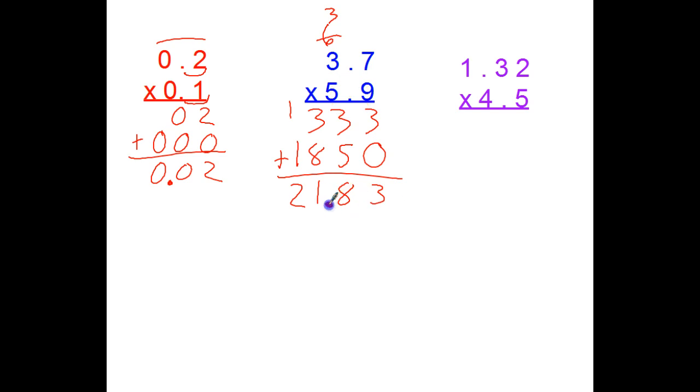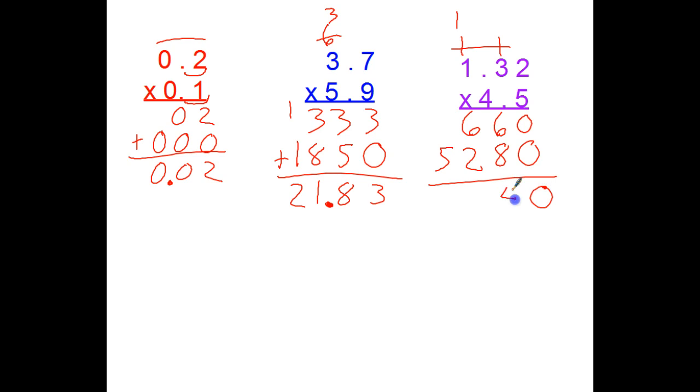1, 2, 21.83. 5 times 3 is 15, so I got the right number of digits in my answer. 5 times 2 is 10. Carry my 1. 5 times 3, 15 plus 1, 16. Carry my 1. 5 times 1 plus 1 is 6. Marco Polo. 4 times 2, 8. 4 times 3, 12. Carry my 1. 4 times 1 is 4, plus 1 more is 5.